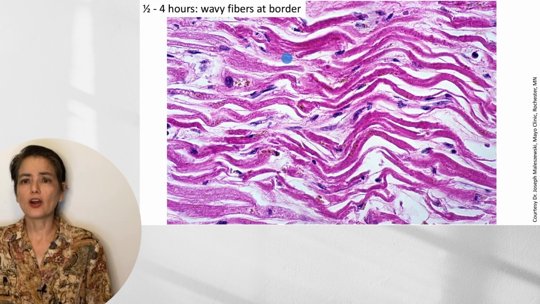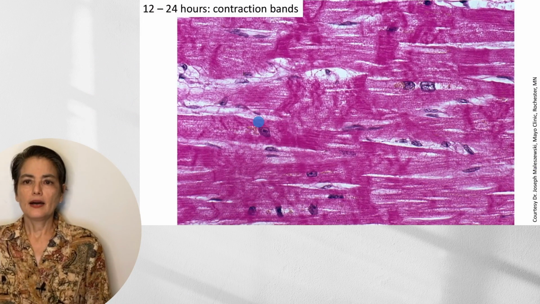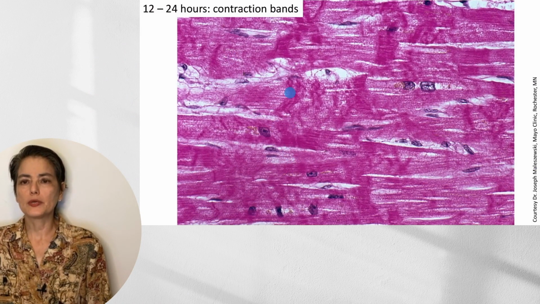So here you can see our wavy fibers at the border. These are necrotic cells. You can recognize that by their dense eosinophilia. And they are being pulled into this form by the viable myocytes that are adjacent. At about 12 to 24 hours, if we've managed to reperfuse, we're going to see contraction band necrosis. So here you can see these very prominent bands.